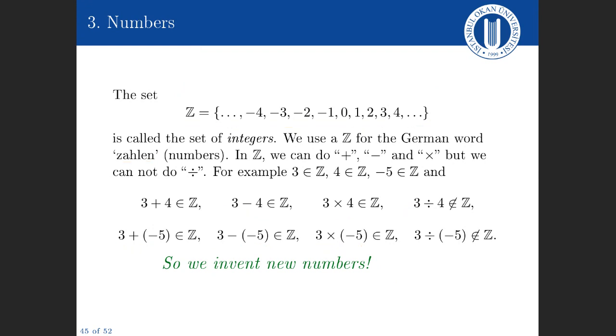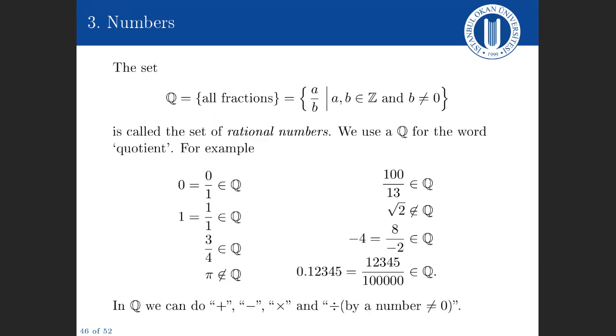So what do we do? What did humans do in our history? We invent new numbers. And the numbers which we invent are the fractions. We invent numbers of the form a divided by b, where a and b are integers and b is not 0. This set is called the set of rational numbers, and we use the notation Q, which comes from the English word quotient.